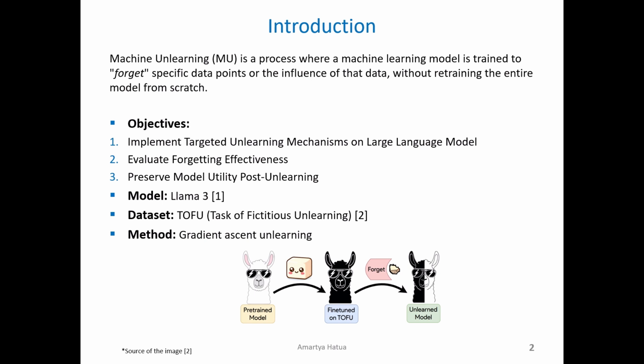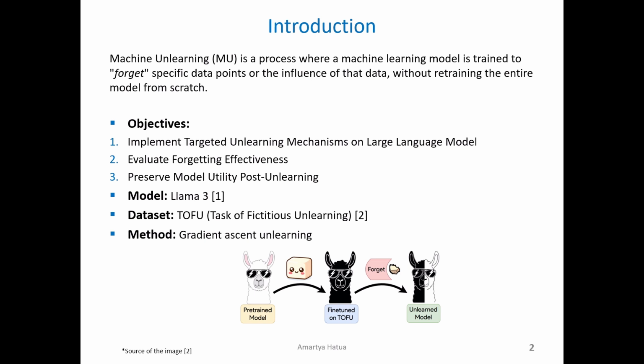For the unlearning task, we are using TOFU, a Task of Fictitious Unlearning. It's an open source dataset available on Hugging Face. This dataset has some information about fictitious authors, and it gives a context and also gives a dedicated forget set. So this dataset is very appropriate for this kind of task. The method used here is the gradient ascent unlearning method, which helps us to increase the loss during optimization.